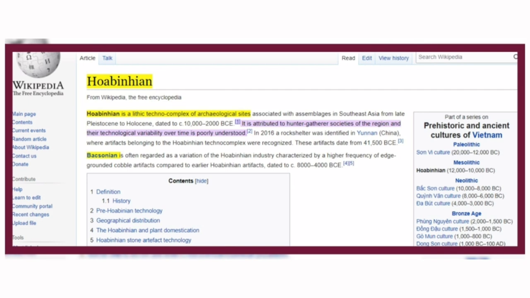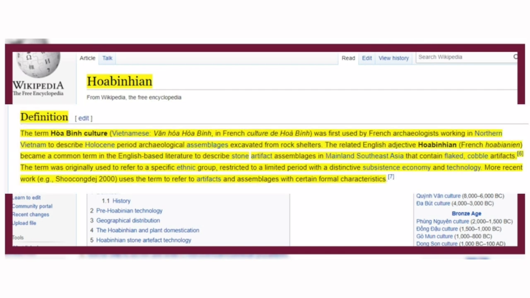Hoabinhian is a lithic or stone techno-complex of archaeological sites, also known as Bacsonian. Hoabinhian definition. The term Hoabinh culture was first used by French archaeologists working in northern Vietnam to describe Holocene period archaeological assemblages excavated from rock shelters. The related English adjective Hoabinhian became a common term in the English-based literature to describe stone artifact assemblages in mainland Southeast Asia that contain flaked cobble artifacts.